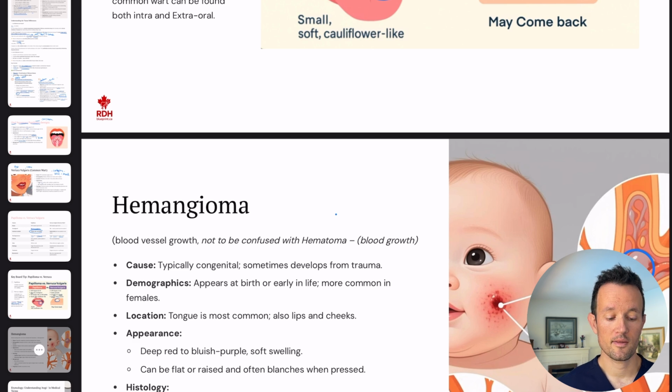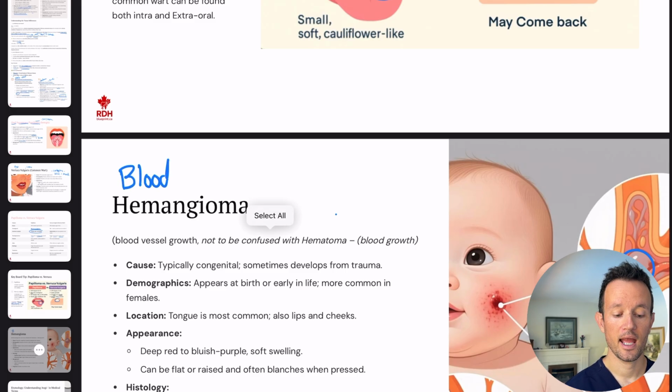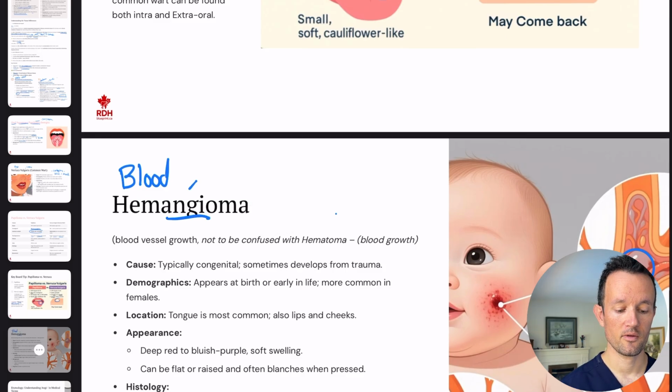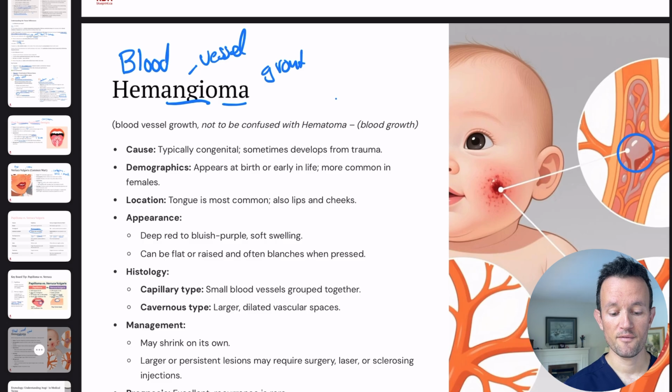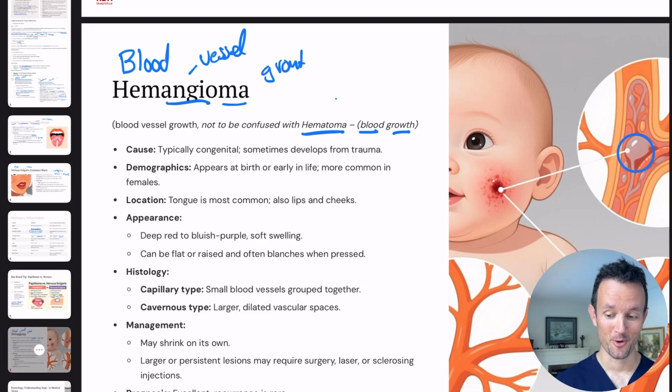Now we're going to discuss hemangioma. First we have heme for blood. Angio, that's going to be vessel. Oma, growth. Blood vessel growth. So not to be confused with hematoma, which is just blood growth. Don't confuse the two. That will come up on the board exam. They might have you pick. We're seeing a swelling or a growth. Is it a hemangioma or a hematoma?